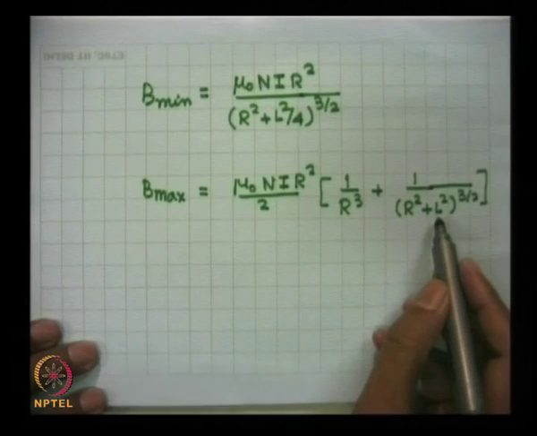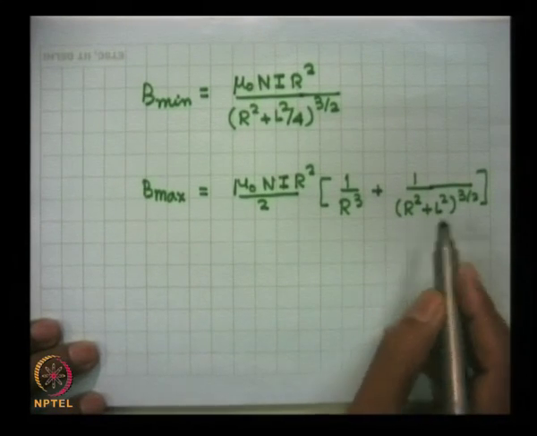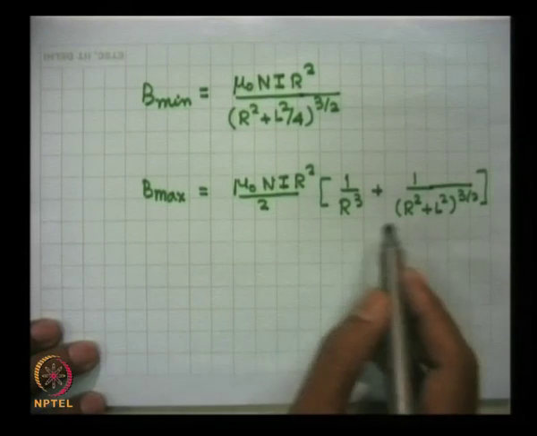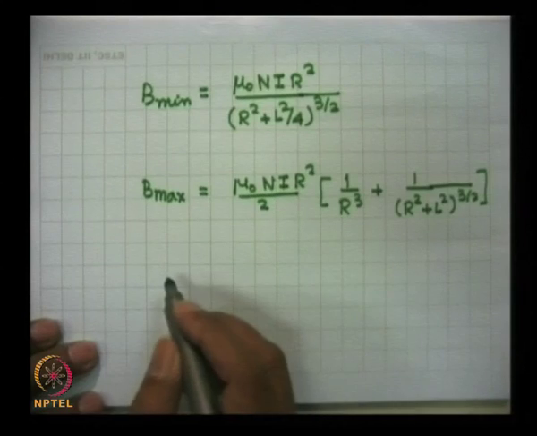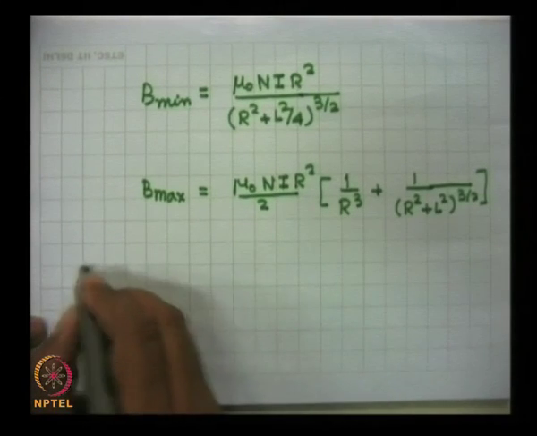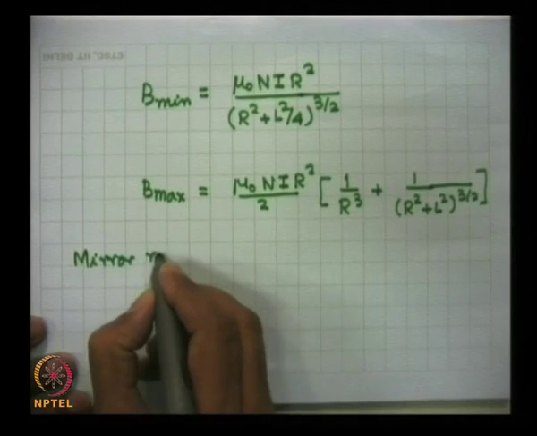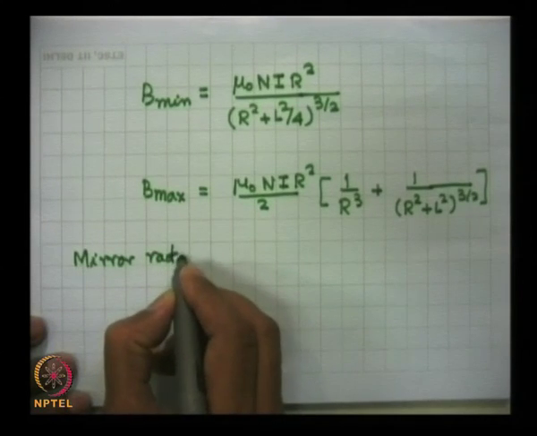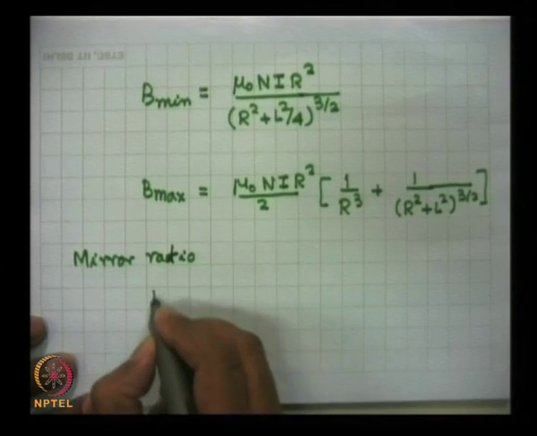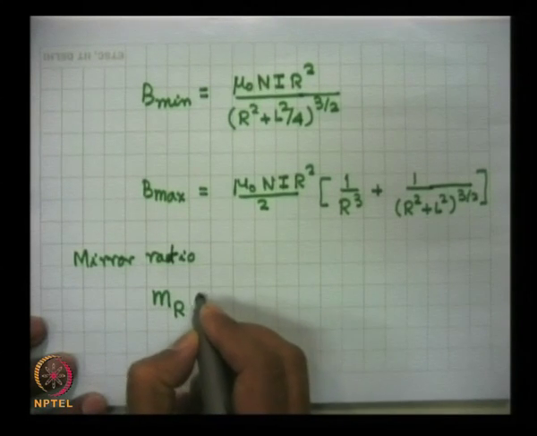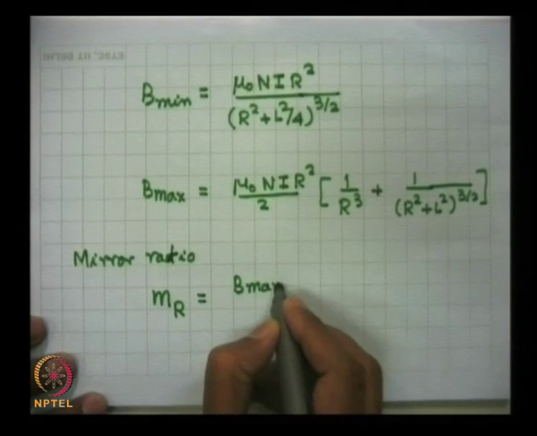Usually, since L is quite big as compared to r, this term is quite small, and hence one can approximate this quantity as 1 upon r cube. Anyway, the mirror ratio is a very important parameter that we shall recognize in a little while, but its definition is MR. The mirror ratio is the ratio of B maximum to B minimum.